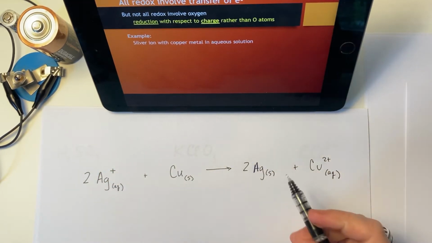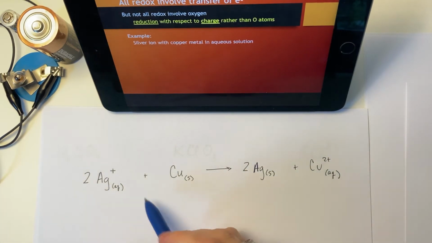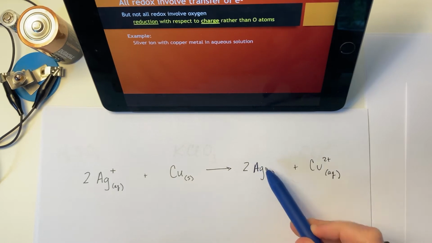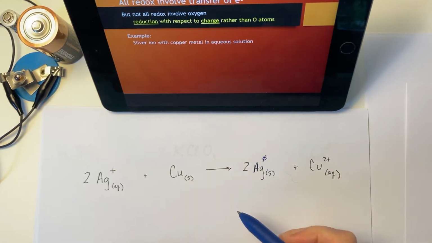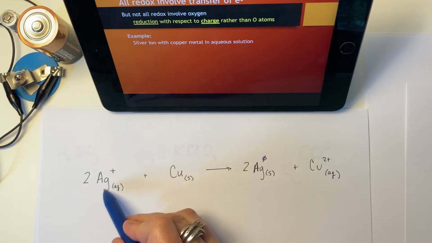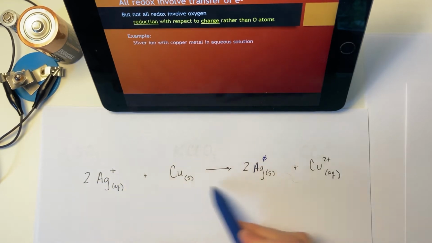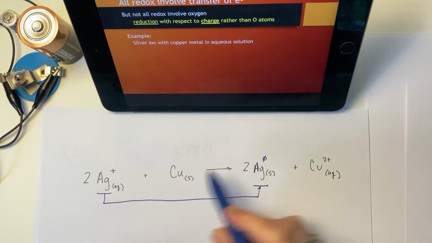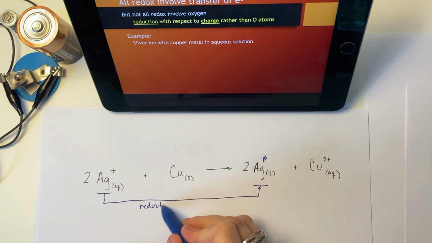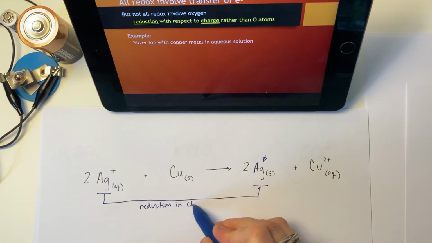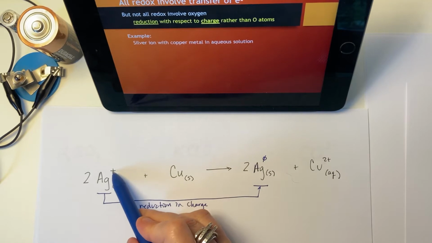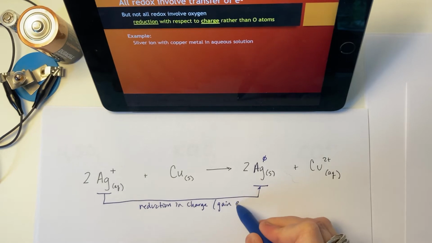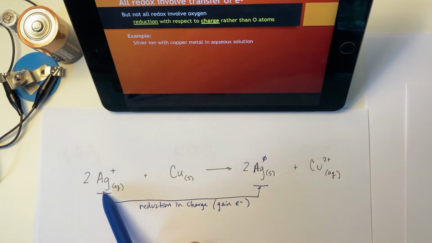So let's think about this. If we think about silver +1 over here, this silver has no charge at all. So you could put a 0 there. The charge that's changing is each one of these, the +1 is going down to a 0. So we'd say this process here is a reduction in charge. And the only way to reduce from a positive down to a 0 is to gain a negative, a negative electron. So each silver gains a negative electron.